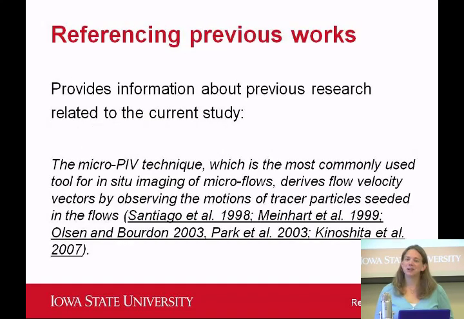Okay, the first step we're going to talk about is called referencing previous works. This step provides information about previous research that's related to your current study. It is indicated by reference to an author, a date, or explicit mention of a particular study. And it seems to be a general requirement for most papers. Most papers that we've seen have some sort of reference to previous study here in the methodology section.